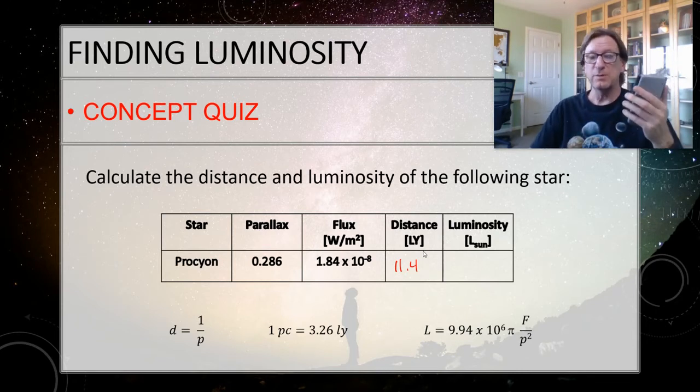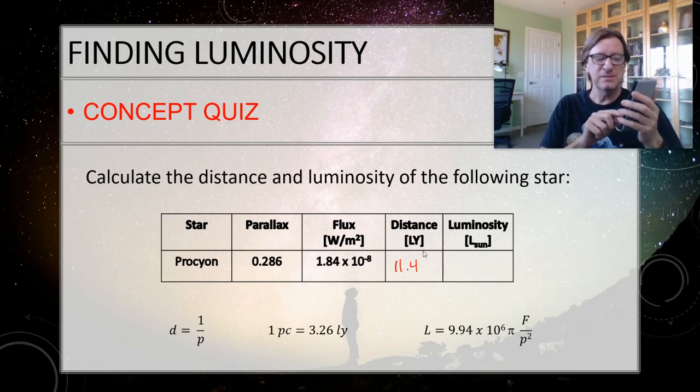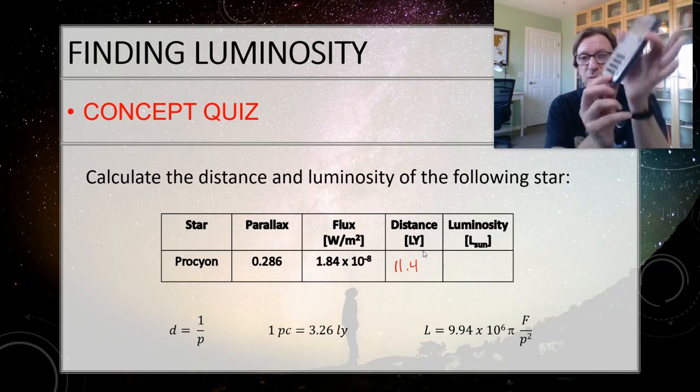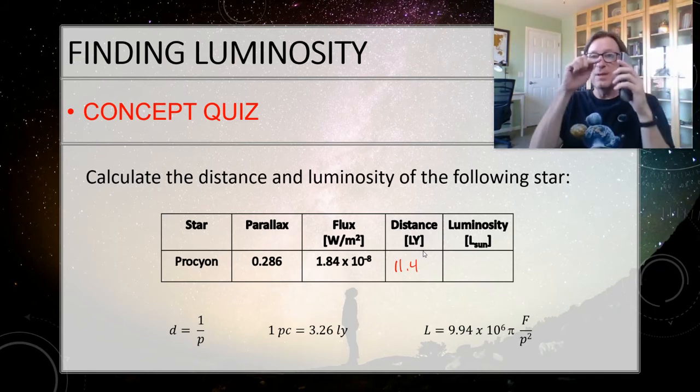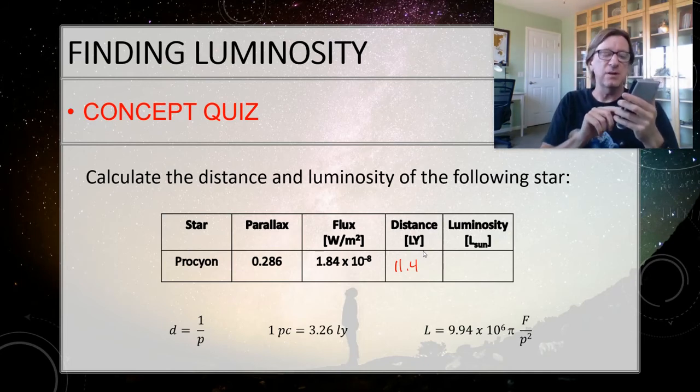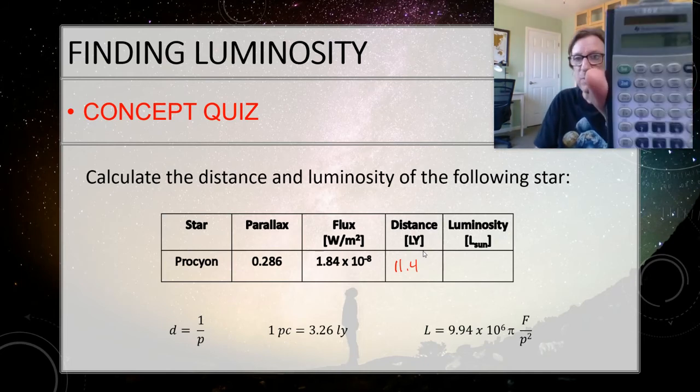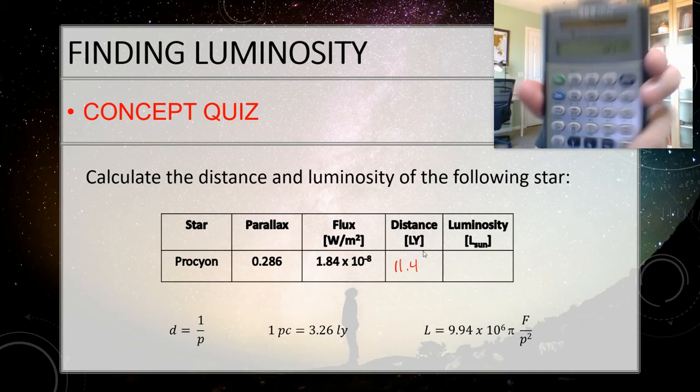Now I want to find the luminosity. Okay, so I'm going to use that formula down there. So I'm going to do 9.94 EE 6 times 3.14 times the flux, which is going to be 1.84, then EE, and then you need to use the negative sign, the plus minus key, or it might be a minus in parentheses, just depends on your calculator, 8. So it's going to be put in something like that.